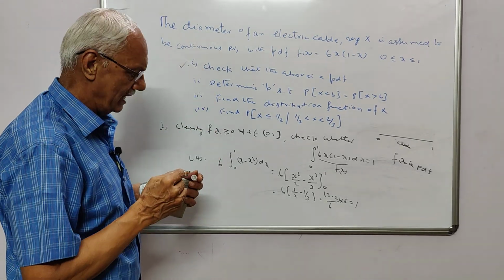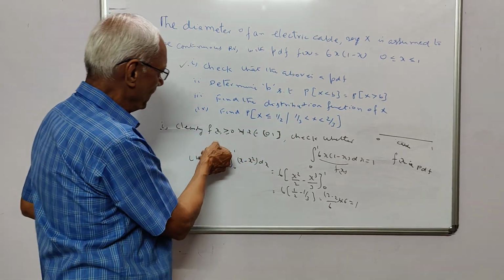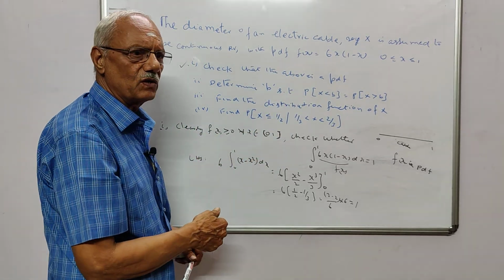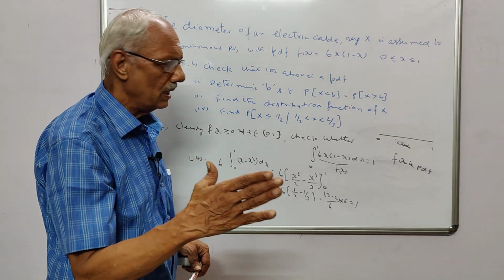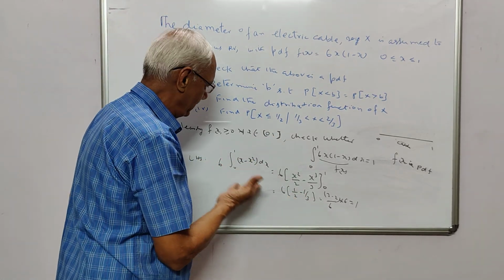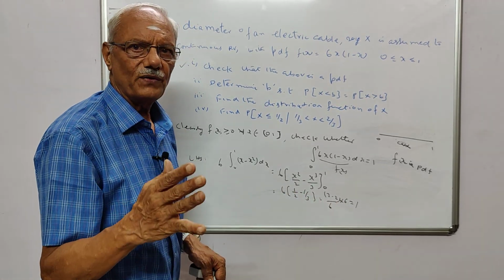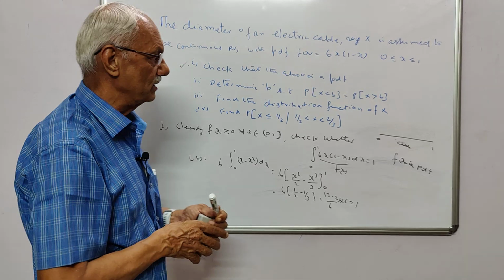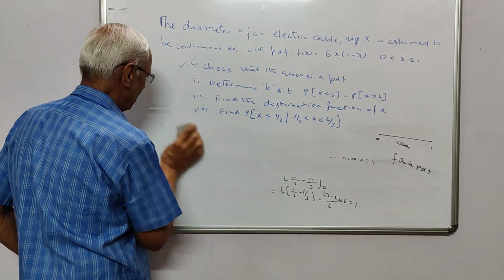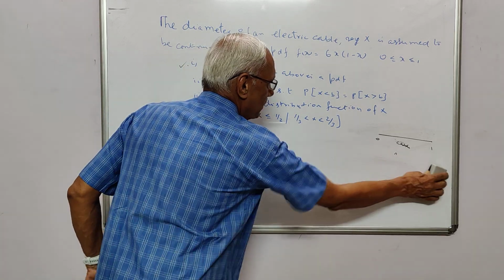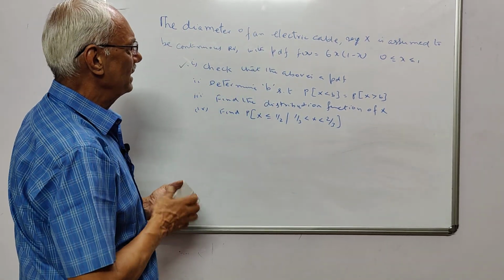So we have checked that this is a probability density function for the simple reason that f of x is greater than or equal to 0 for all values lying between 0 to 1, and that we have verified that the value of the integral is also equal to 1. Hence this f of x is a probability density function. So that is over. Now the second one, what is the second one that is asked of you? So let us take the second one.